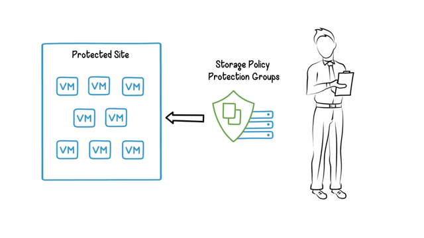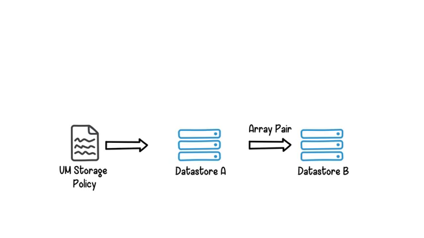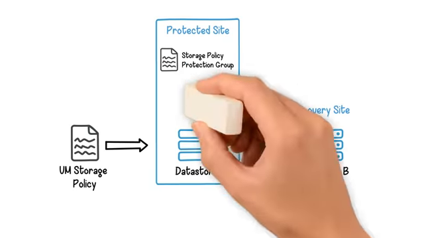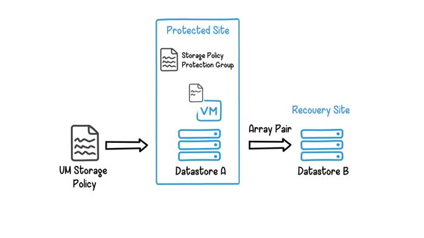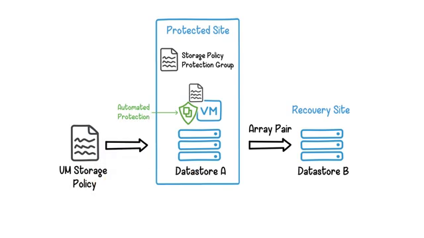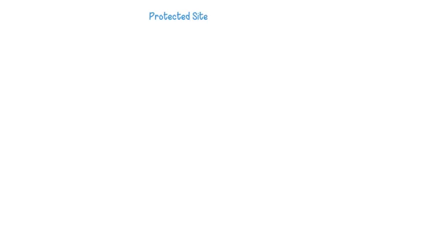Here's how storage policy protection groups work. In Site Recovery Manager, you have a data store that is configured with array-based replication. In vSphere, there is a policy that is associated with that data store. In Site Recovery Manager, there is a storage policy protection group that is associated with that policy. When you assign the policy to a VM and place it on a compliant data store, the VM is automatically protected.